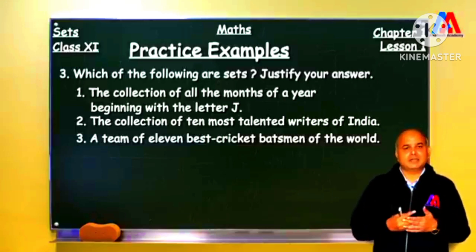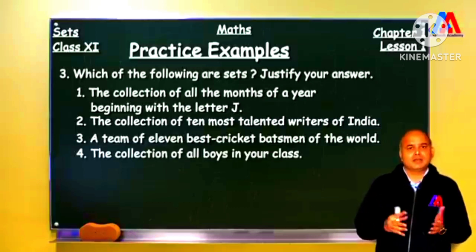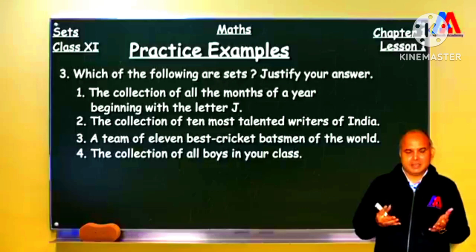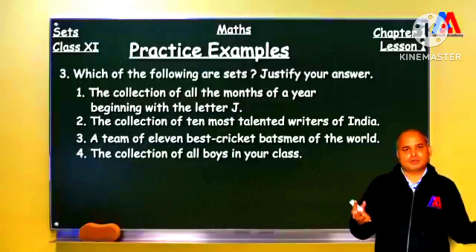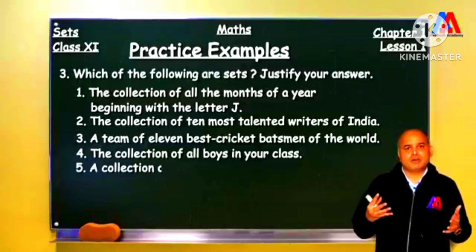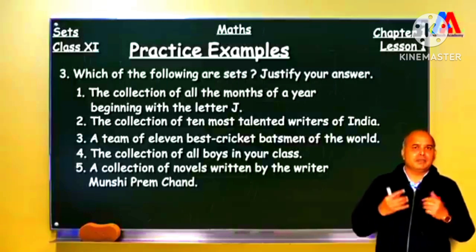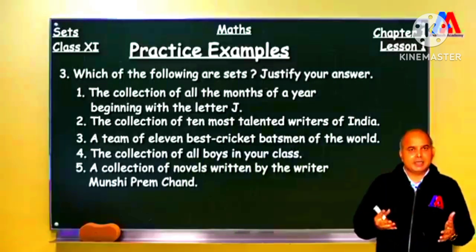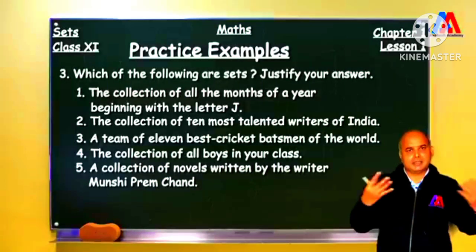Let's take the next example, the collection of all boys in your class. This is definitely a set, because the number of boys in the class is fixed, and you can write their names, and that will constitute a set. It is a well defined term. Then the collection of novels written by the writer Munshi Premchand. He has written a limited number of novels, and it is well defined and well available, so we can make another set of that.